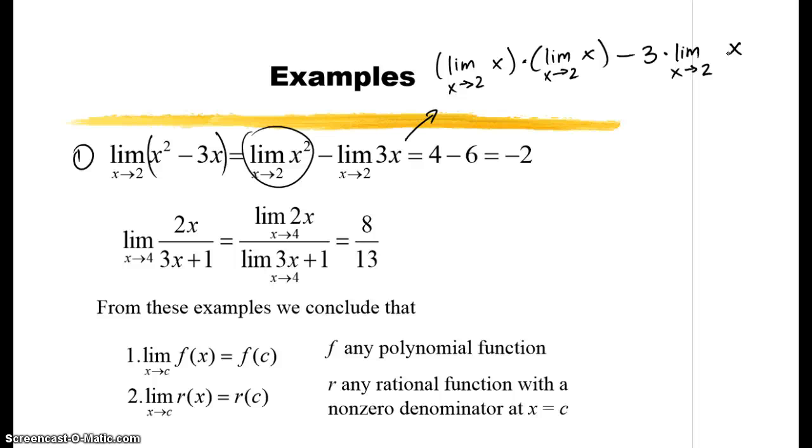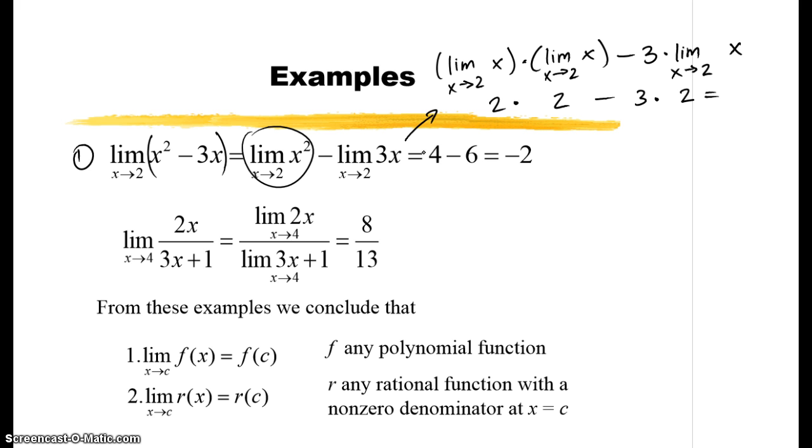The limit as x approaches 2 of x is just 2, minus 3 times the limit as x approaches 2 of x, which is 2. Right? Remember, that was property number 2. The limit as x approaches c of x is just c. c in this case is 2. So we end up with 4 minus 6, or negative 2. That's how we got that answer here.